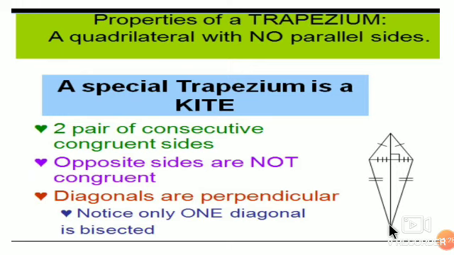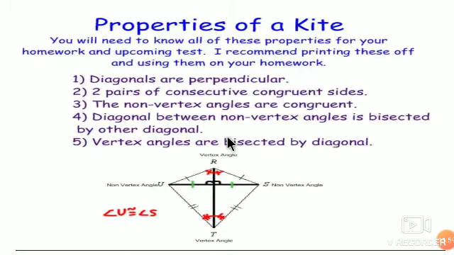And this is the diagonal of the kite. Opposite sides are not congruent. Diagonals are perpendicular. Notice that one diagonal is bisected. Means the vertical diagonal bisects the horizontal diagonal. Means it is only bisected, it has two equal parts. But this vertical diagonal is not bisected. It is only intersected. Understood?